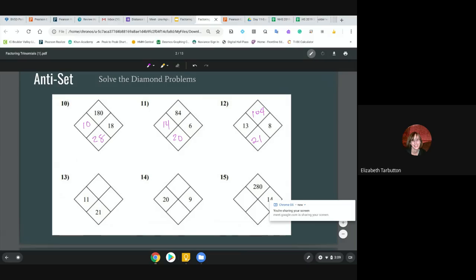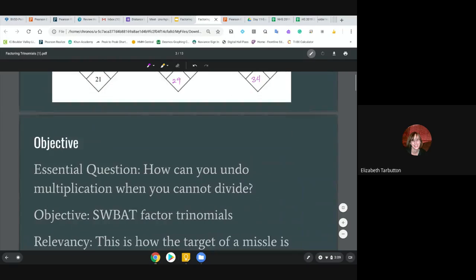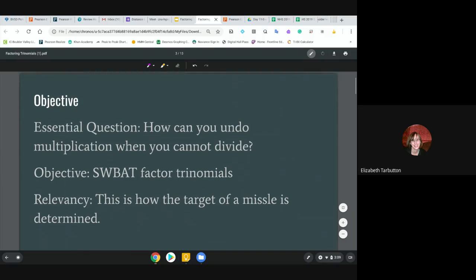11 plus something is 21. That something is 10. 11 times 10 is 110. 20 times 9 is 180. 20 plus 9 is 29. And 280 divided by 14 is 20. 20 plus 14 is 34. So those are our diamond problems for today. They're actually going to come in handy later.